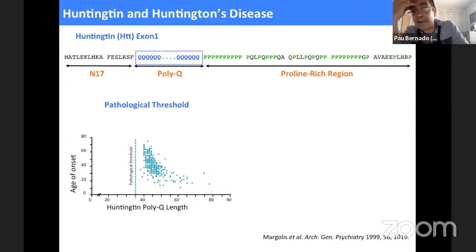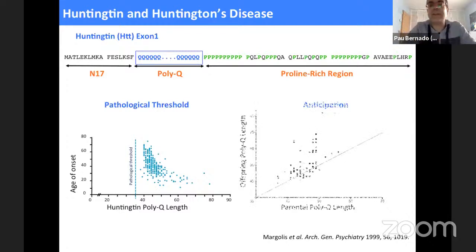And also the severity. Another interesting feature is what is called anticipation, which is a non-Darwinian transfer of information, which means that offspring normally have longer tracks than parents, let's say. And this makes it so that generation after generation, people that have this congenital disease suffer the disease earlier and earlier and earlier, okay?